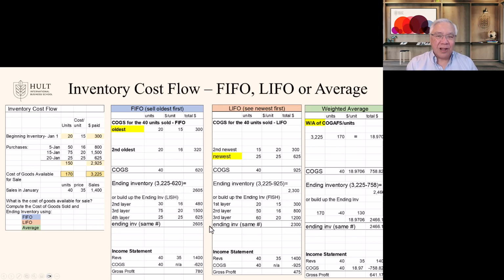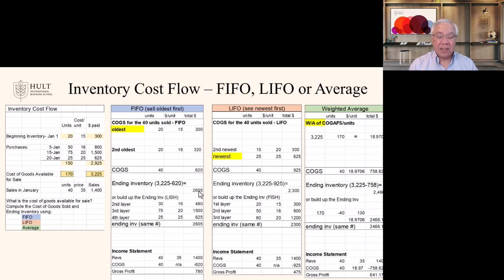Now, that's a long way to get to the answer. The shortcut, as you may have noticed, is you take the total cost of goods available for sale, 3225, minus the 620 equals the same number. So in a sense, I just proved that everything worked, right? That what we subtracted was indeed subtracted from our inventory, and the remaining amount, we know exactly which layers they belong to.